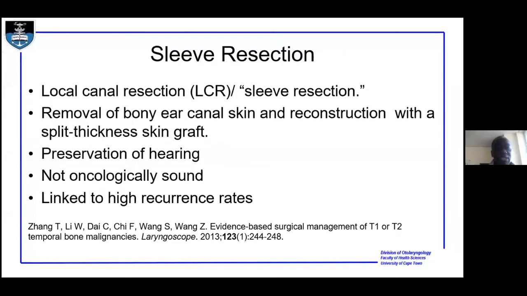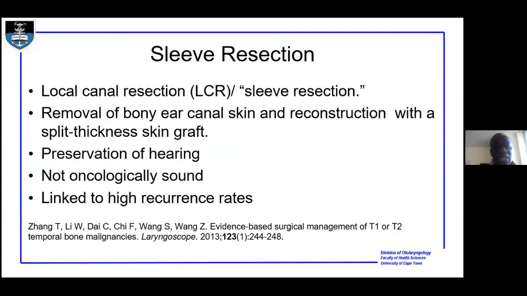So sleeve resection, also known as local canal resection, is removal of the bony ear canal skin and reconstruction with a split thickness skin graft. The problem with this procedure is that you don't get clear margins. If you're going to excise the skin over the bone, you don't get clear margins, and it can only be done if the whole tumor is within the cartilaginous portion of the external auditory canal.